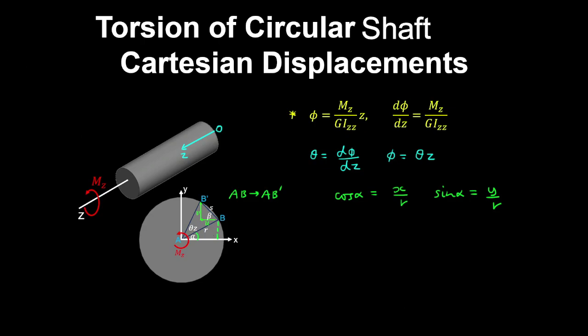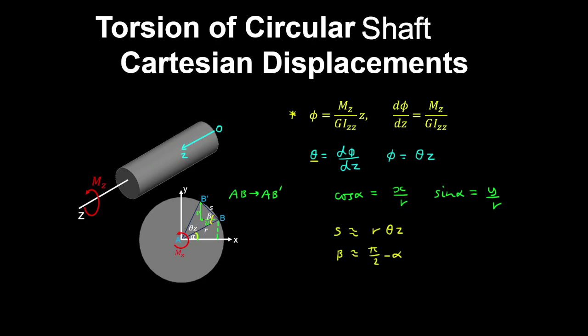So under small deformations, we consider this distance s from point B to B dash is approximately the radius by the angle of twist, which is theta z, where theta is the rate of twist. So this distance s is approximately equal to the arc length of this segment, which is valid under small deformations. So again, under small deformations, beta, which is this angle, is approximately 90 degrees minus alpha, where alpha is this angle over here.